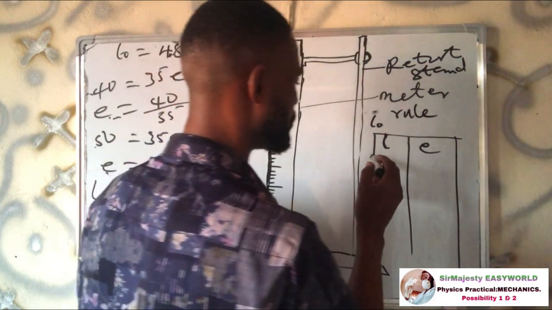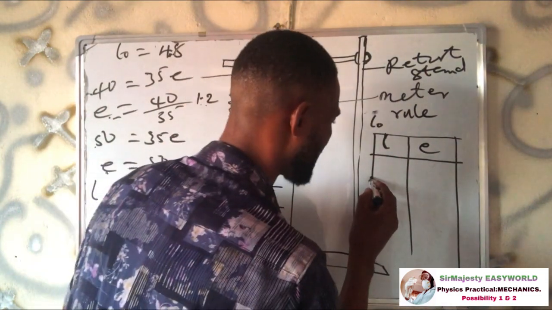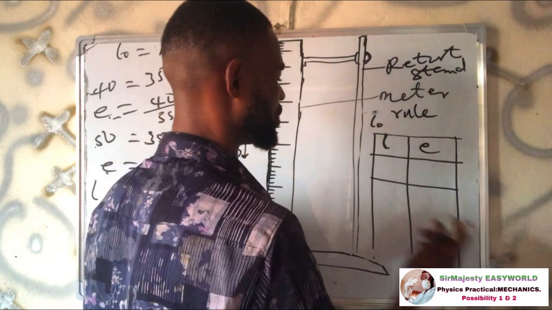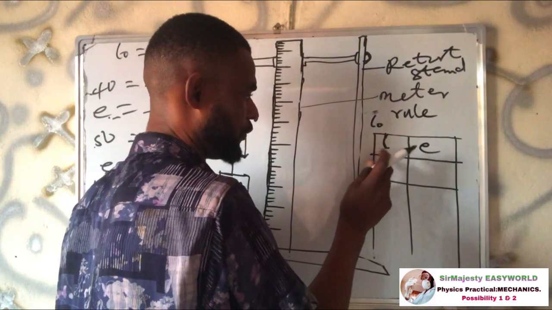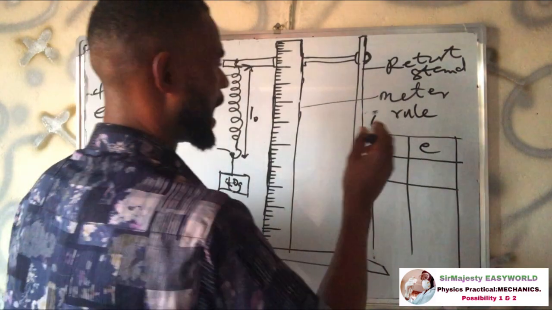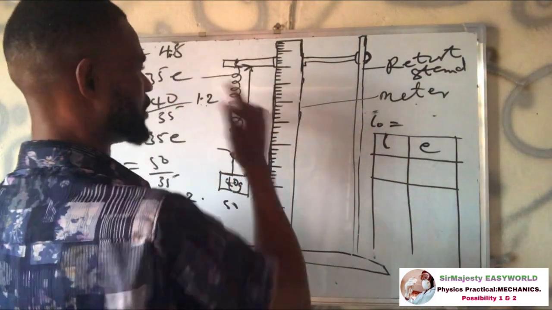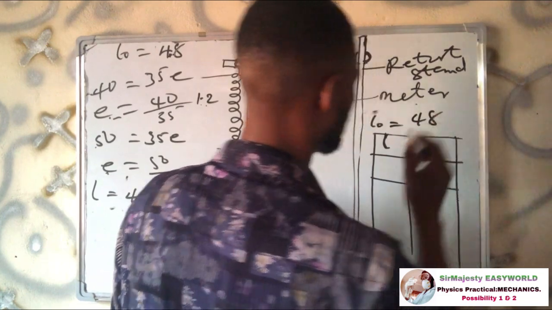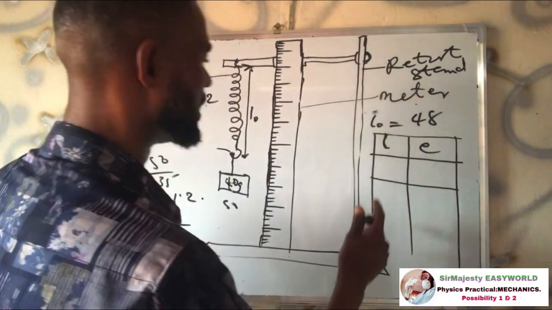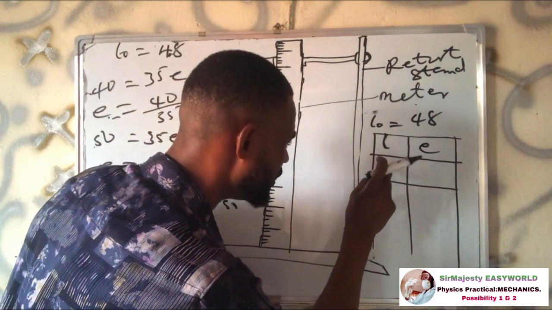Do you understand? So now, in this case, I don't want to do the practical. I don't want to stress myself going to use the apparatus. I want to fill this one, I want to fill here, I want to fill this one. Then this one, I have it, as the case may be, as 48. The I0, the original length, 48. Then, I want to find an answer to this one now. What will I fill in this table?